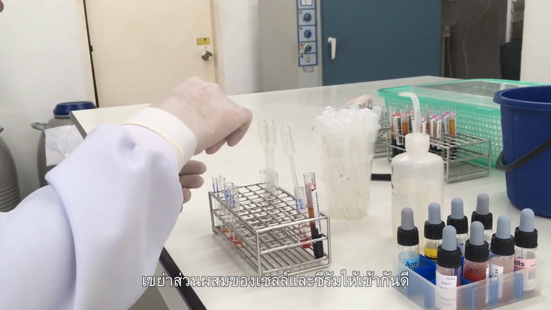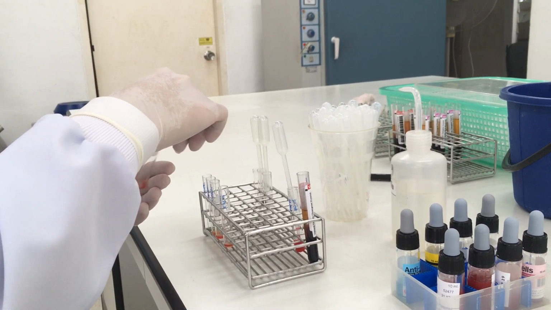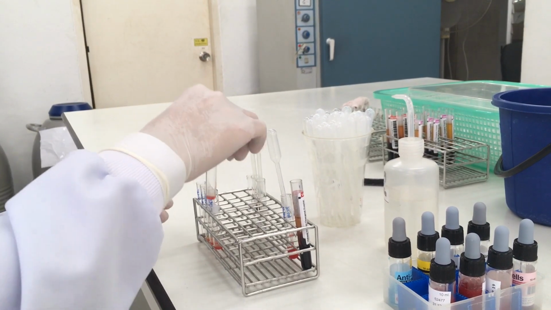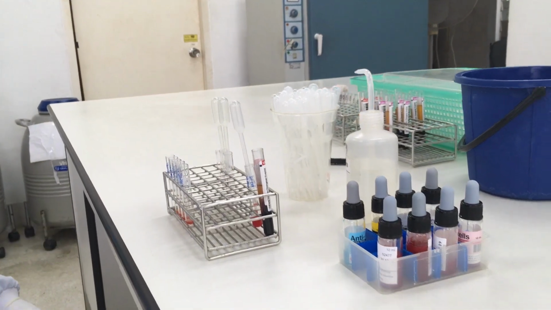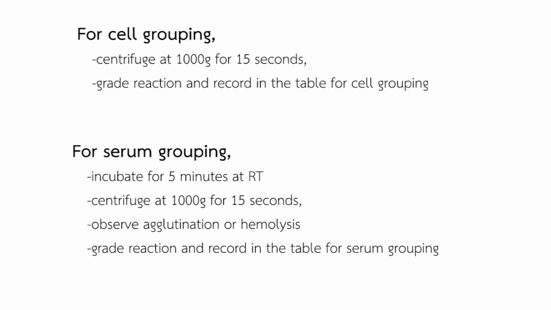Gently mix the content of the tubes. For cell grouping, centrifuge at 1000 G for 15 seconds. Grade the reaction and record in the table for cell grouping.